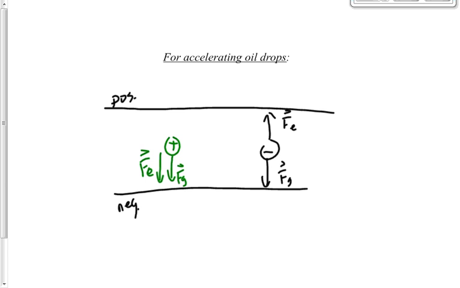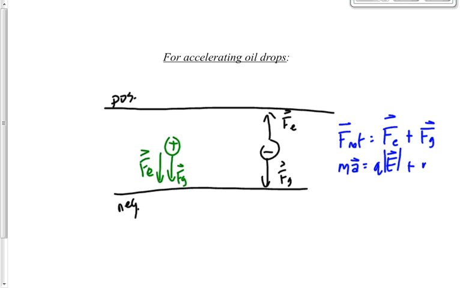In both cases, as long as the charged particle is accelerating, we're going to say F net is equal to the sum of the forces, Fe plus Fg. Guys, remember this from Physics 20? This is really Physics 20, isn't it? F net is also equal to m times a. Fe is also equal to Q times E. And the force of gravity is also equal to m times g. So instead of saying QE equals mg, we're now going to say ma equals QE plus mg.